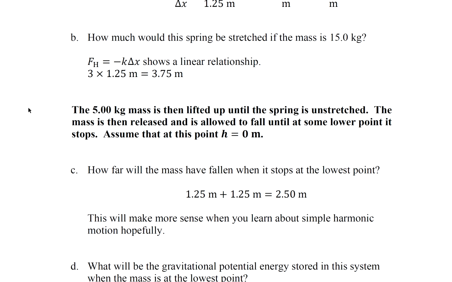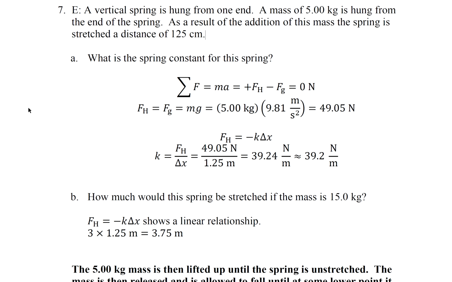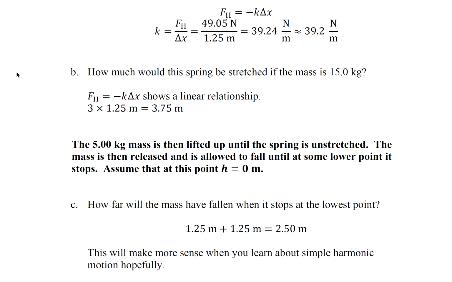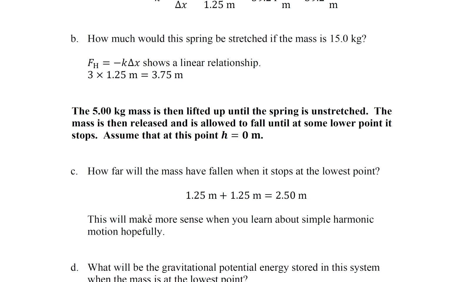The 5 kilogram mass is then lifted up until the spring is unstretched. The mass is then released and is allowed to fall until at some lower point it stops. Assume at this point h is equal to 0 meters. So how far will the mass have fallen when it stops at the lowest point? It's going to be 1.25 meters plus 1.25 meters. Because it's going to undergo simple harmonic motion.